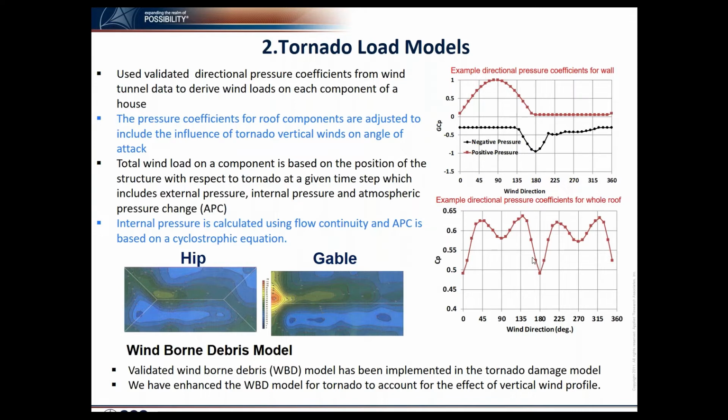And the total wind load is basically the wind pressure from the external wind, and the internal pressure, and the atmospheric pressure change in a tornado. And we used a validated windborne debris model that was developed explicitly for hurricane damage. We incorporated that model into this tornado damage model. We enhanced this model considering that the tornado vertical wind profile is completely vertical.